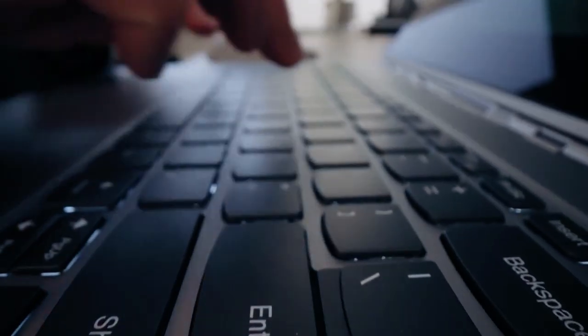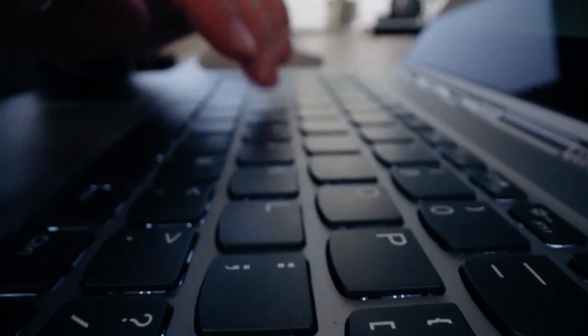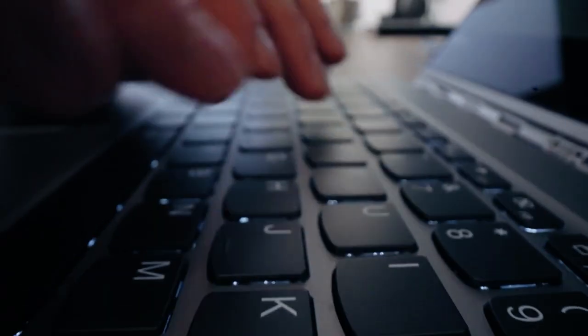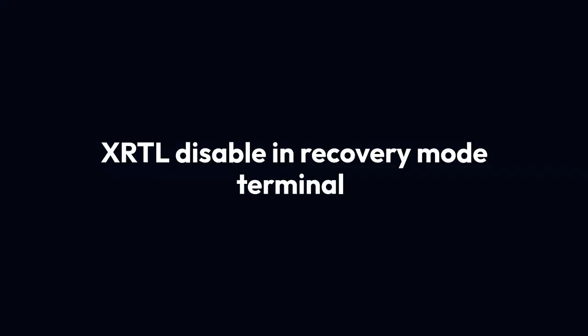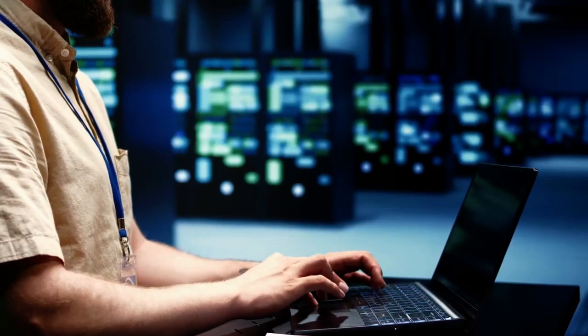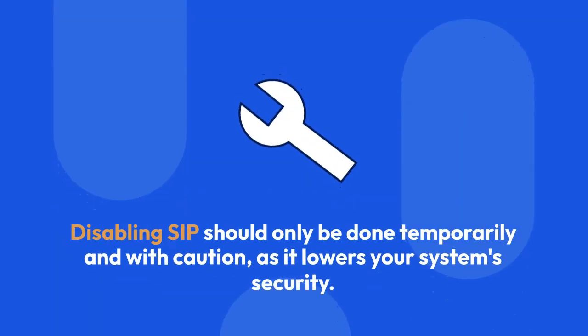If you suspect SIP is blocking a necessary change, you can temporarily disable it using xrtl disable in recovery mode terminal, perform the action that was failing, and then crucially re-enable it with xrtl enable. Disabling SIP should only be done temporarily and with caution, as it lowers your system's security.